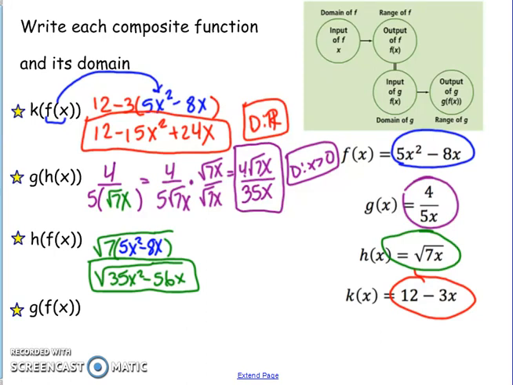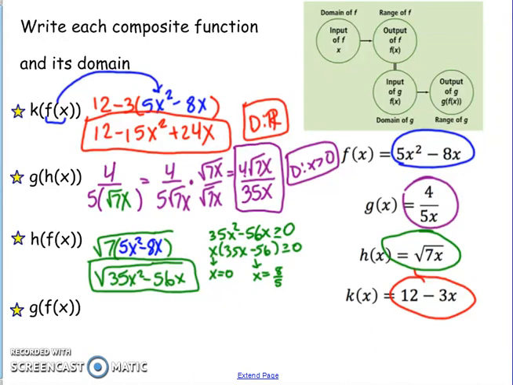And then we have to find the domain of this. Since it's a square root function, we want to take what's under the radical and set it greater than or equal to 0. So if I take 35x squared minus 56x and make it greater than or equal to 0, I have to first factor this. I can take out the x, and I have x times 35x minus 56 is greater than or equal to 0. So if I solve this, it gives me x equals 0. And this, if I solve, gives me x equals 56 over 35, which reduces to 8 over 5.